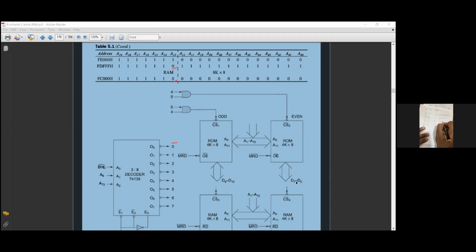Then odd bank. So what is the value of this one? 0, 0, 0 means 0. 0, 0, 1 means 1. 0, 1, 0 means 2. So the combinations are created using 0 and 1. If any one is 0, then even bank will be selected. And if 0 and 2, if anyone is selected, then odd bank will be selected.